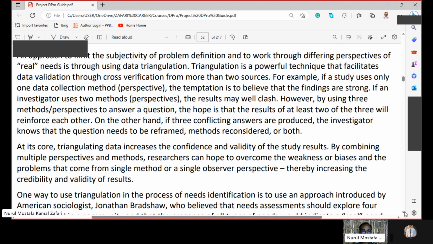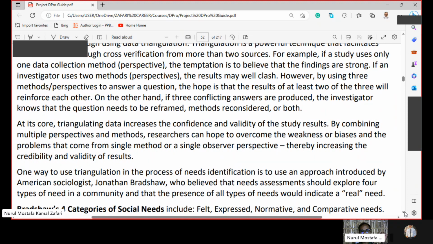If an investigator uses two methods perspectives, the results may well clash. However, by using three methods perspectives to answer a question, the hope is that the results of at least two of the three will reinforce each other. On the other hand, if three conflicting answers are produced, the investigator knows that the question needs to be reframed, methods reconsidered, or both.